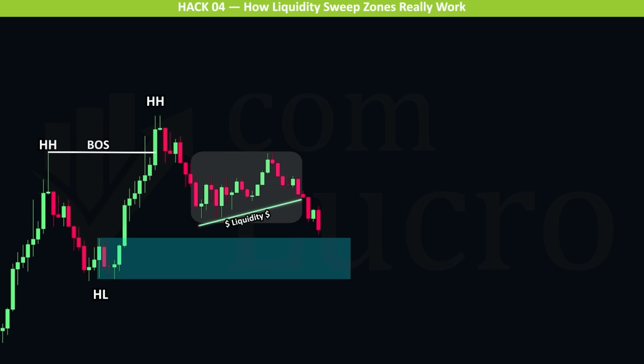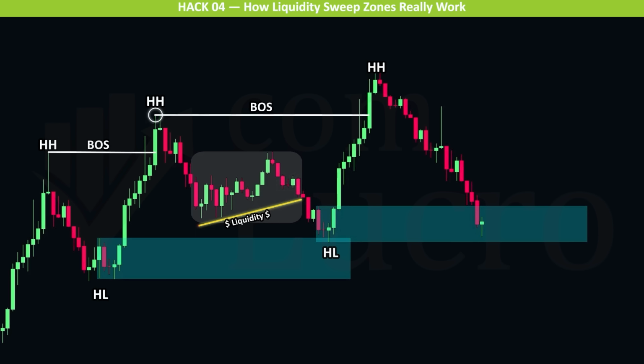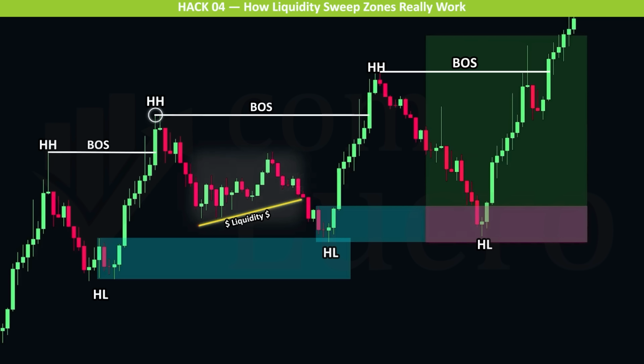But here is the key point. Price does not continue lower. Instead, it quickly reverses direction. The reason is that institutions are stepping in and using that liquidity to build large buy positions. Once price rallies upward and breaks the previous high, we have confirmation of strong demand. At that point, we mark the zone and wait for price to come back. When price reacts there, that becomes our entry signal. Simple in concept, but extremely powerful in execution.